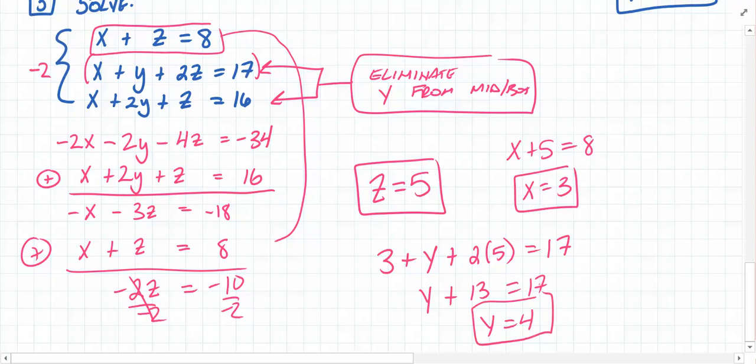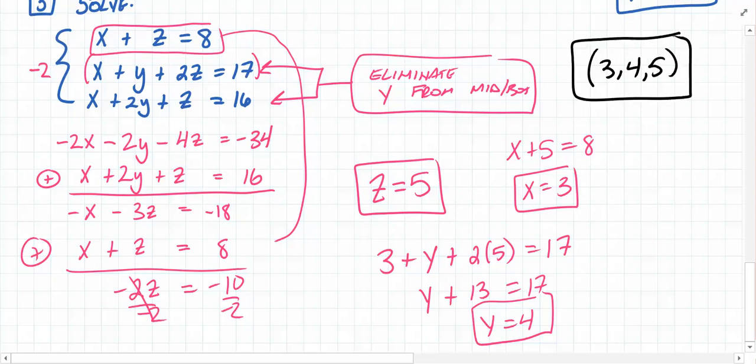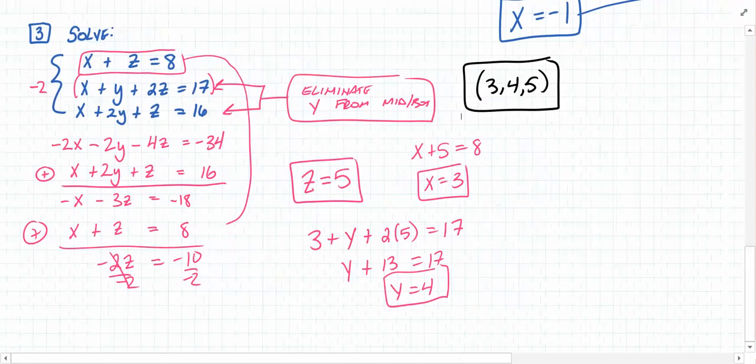Awesome. So the ordered triple that I have found for this one is 3, 4, 5. Look at that, 3, 4, 5. A 3, 4, 5 triangle. And there's the problem start to finish right there.